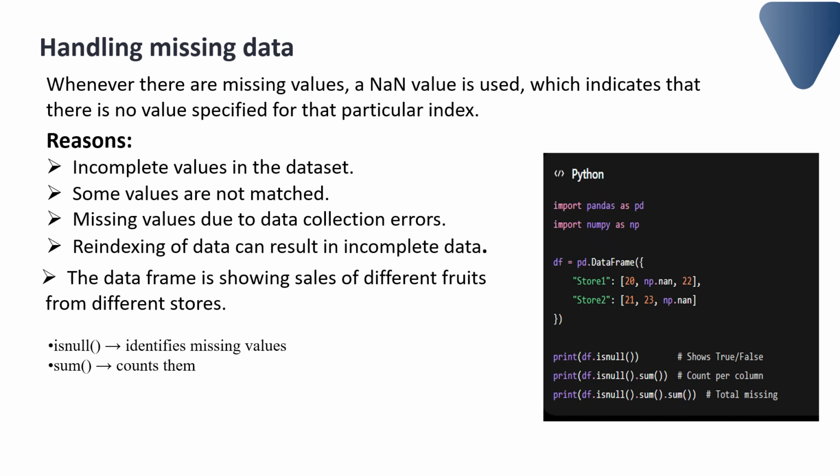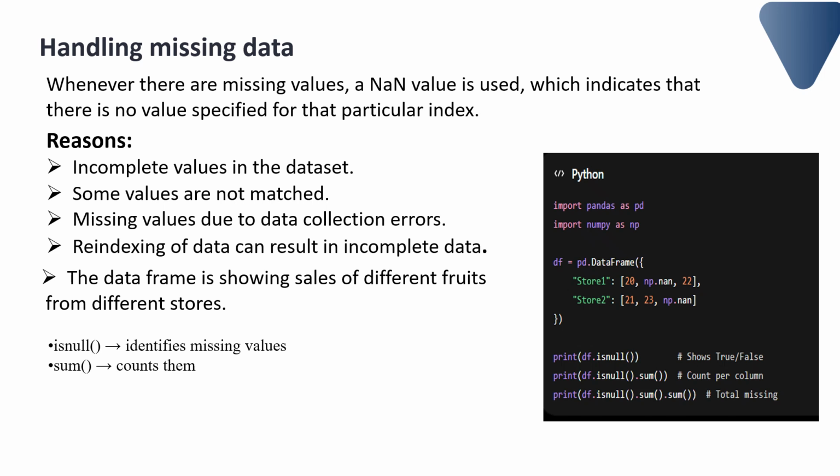Let us see here. The data frame consists of two different variables. The first one is store1 and the other is store2. Store1 consists of some values and also NaN values. Store2 consists of values and also NaN values. NaN values mean missing values. We need to check whether the data frame contains null values or not. The syntax is isnull. It shows the output in Boolean format, true or false. True means a missing value exists, and false means no NaN value.